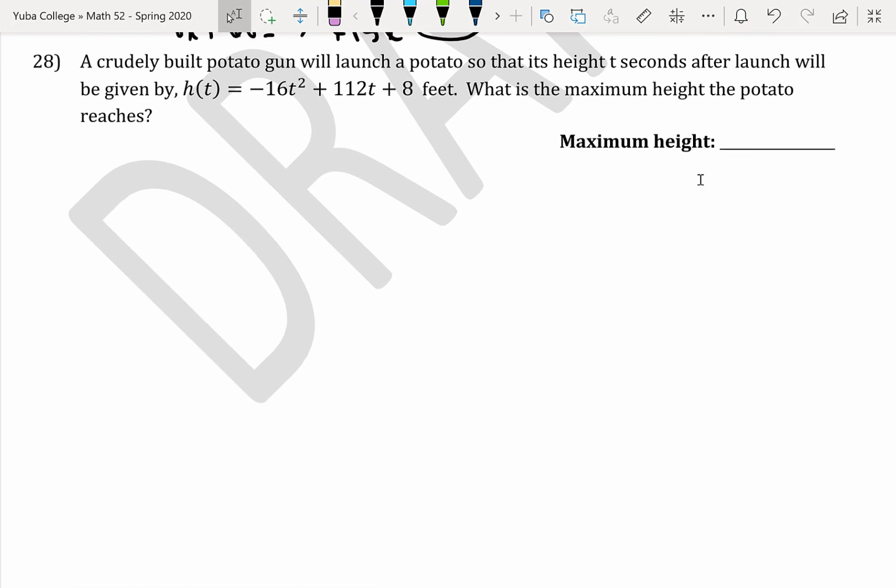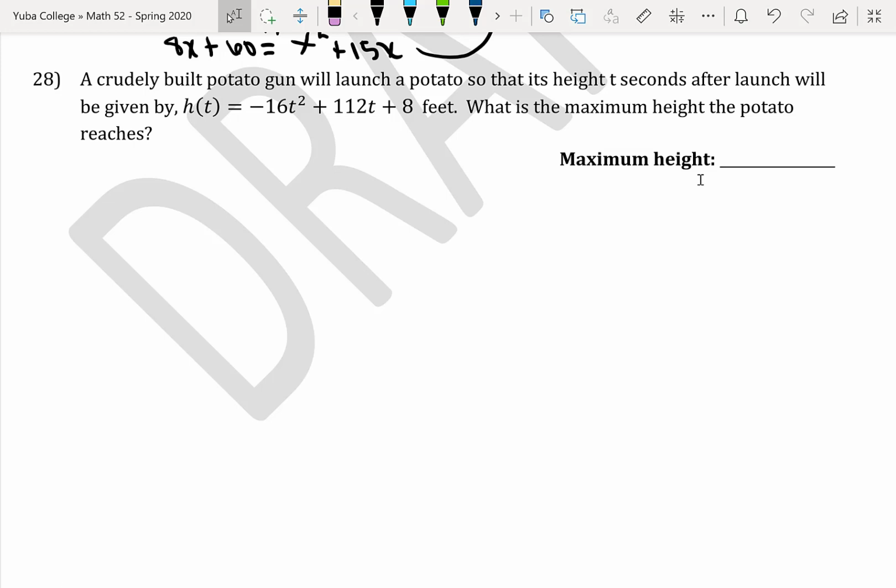Okay, so we're dealing with a quadratic equation. So I know quadratic equations, the graphs are either going to face up or they're going to face down. If it's facing down, I notice my vertex is the maximum. I can tell that my parabola is facing down because my a value equals -16 and it's less than 0. So we need to find the vertex.